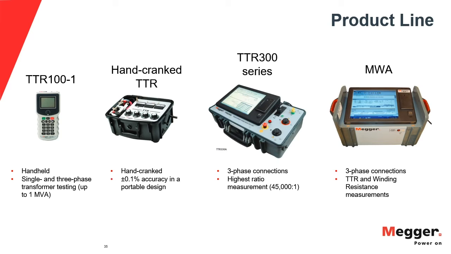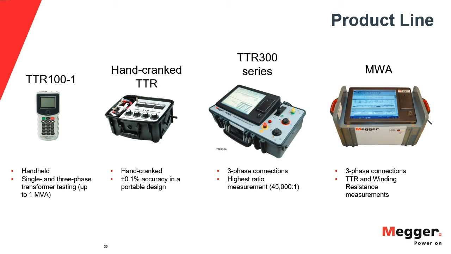Then we go into the hand crank TTR. We have had this instrument for many years. It's pretty reliable, very high accuracy, plus minus 0.1%, in a portable design. I should say that just like my initial pictures of the transformers, the pictures here are not to scale to one another. So obviously the handheld is not half of the hand crank TTR. It is actually way smaller than it looks in this slide.